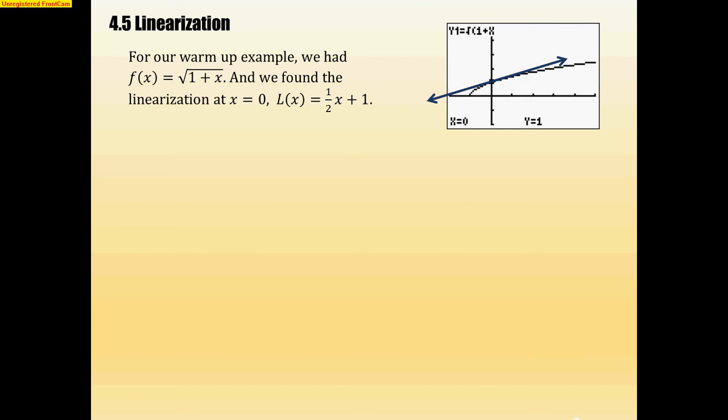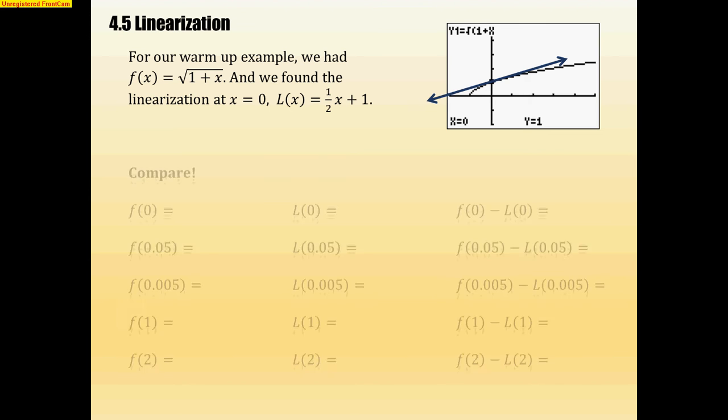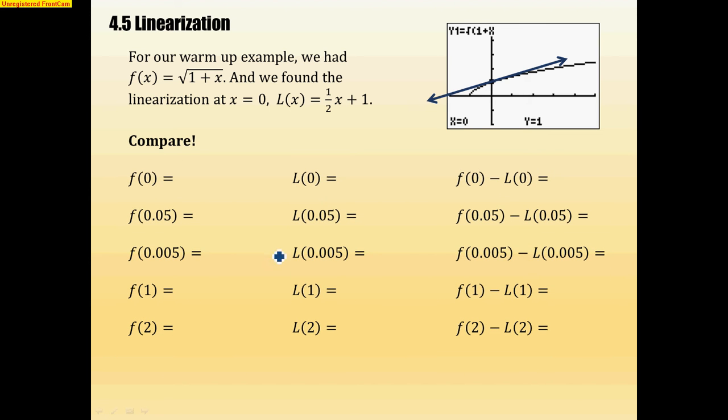So here is our warm-up, the picture that I showed you on the calculator. And then I want you to look at these values. f of 0 was 1, because that's the point of tangency, and the linearization, the tangent line, at x equals 0 was also 1. That's this point, (0, 1). So the difference between the function and its approximator, the tangent line, is nothing. The error is nothing. But what about 0.05? What is the value of the function at 0.05 versus the linearization at 0.05?